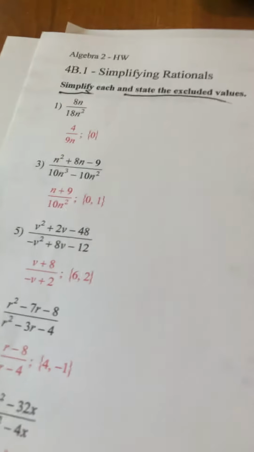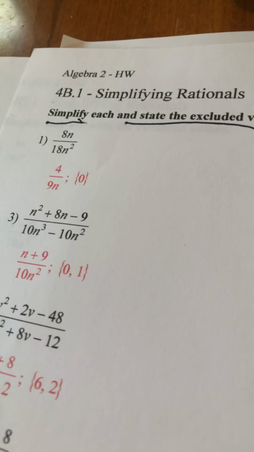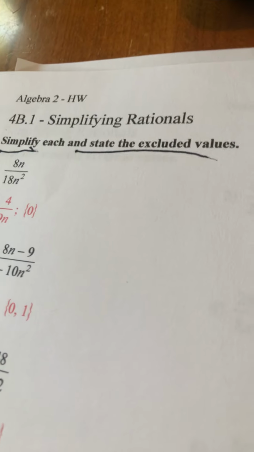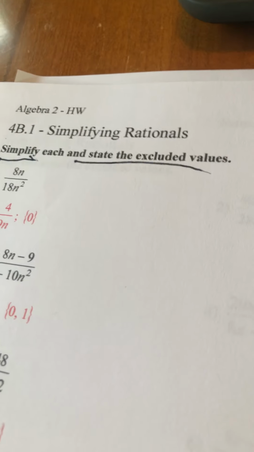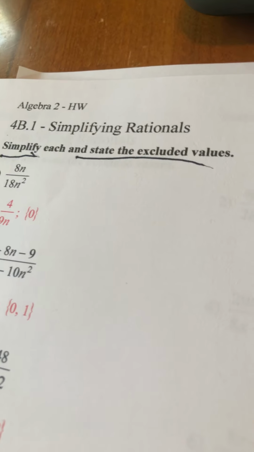Okay, so what we're going to do is take your homework assignment that you were supposed to work on for homework, and we're going to look at a few of these. I'm going to simplify them to review what you were supposed to have done over the weekend, but then I'm also going to work through these and show the excluded values.